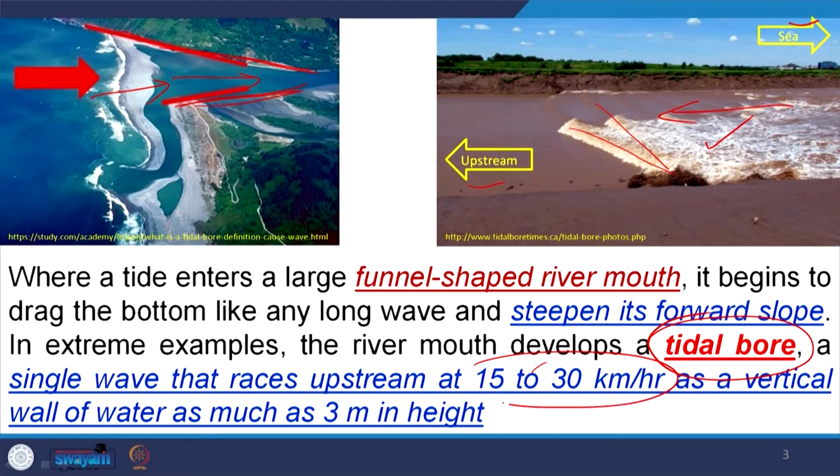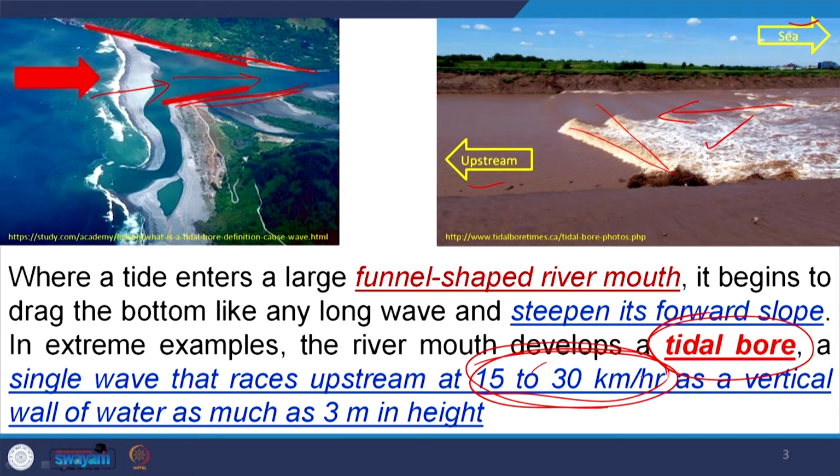It is very important to note that here the wave speed, 15 to 30 kilometers per hour, is a vertical wall of water about 3 meters or more than 3 meters. So, now the question arises, if this is the speed of the water.